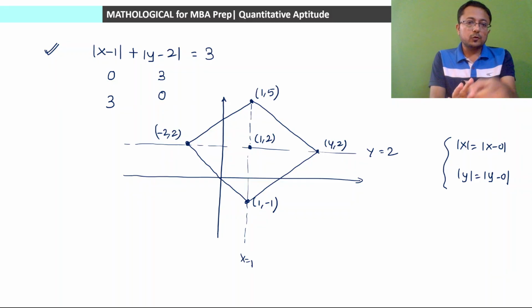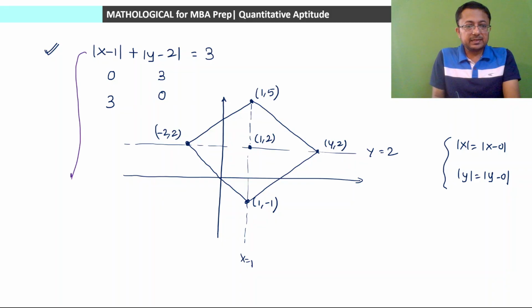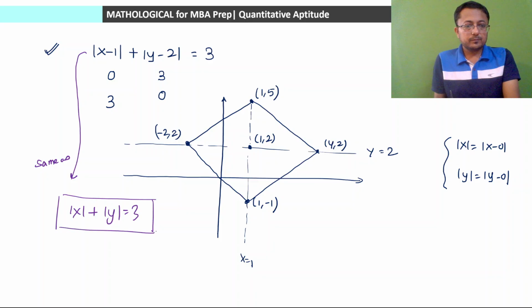And this will be going through the origin as well, because when we put x equal to 0 and y equal to 0, this becomes mod of minus 1, that is equal to 1, plus mod of minus 2, that is equal to 2, so 1 plus 2 is equal to 3. So this will be going through the origin. This is the shape of the graph. But in general, we will not be making the graph in this manner unless the direct graph is asked. In these cases, we can understand that the shape of the graph will be same as mod of x plus mod of y is equal to 3.